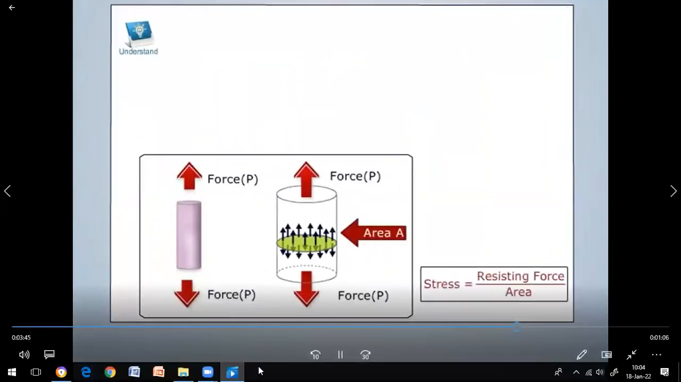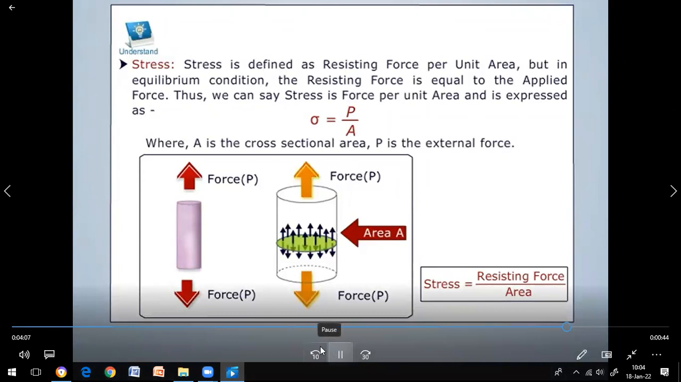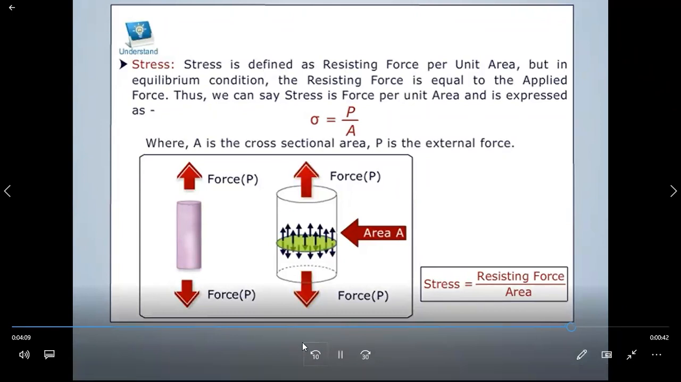How do we measure stress? Stress is defined as resisting force per unit area, but in equilibrium condition, the resisting force is equal to the applied force. Thus, we can say stress is force per unit area and is expressed as sigma is equal to P upon A, where A is the cross-sectional area, P is the external force.